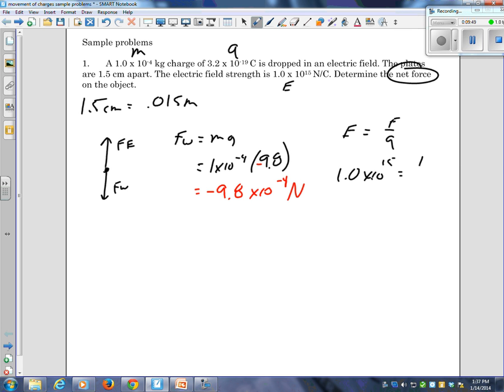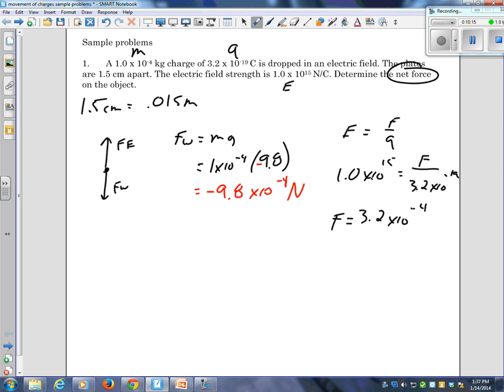Charge. 3.2 times 10 to the minus 19. 3.2 times 10 to the minus 19. Excellent. Yeah, well done, you guys. There you go. 3.2 times 10 to the minus 4.